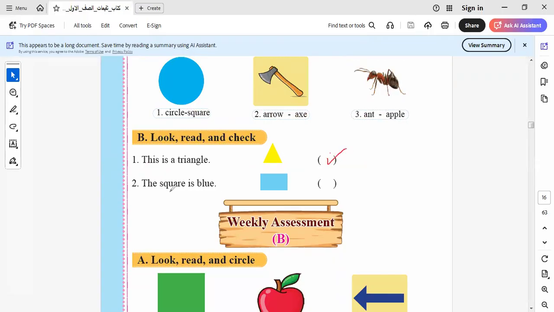The square is blue. It's not a square. It's a rectangle, not a square. So the answer here, it will be wrong. Let's go to another one.